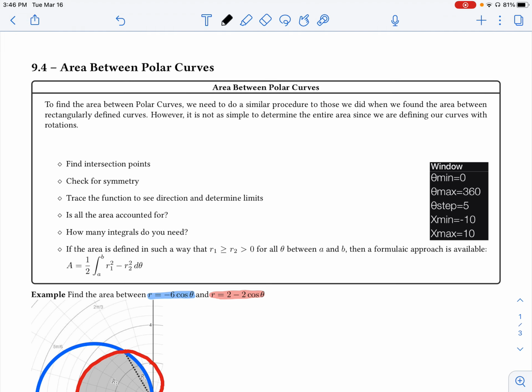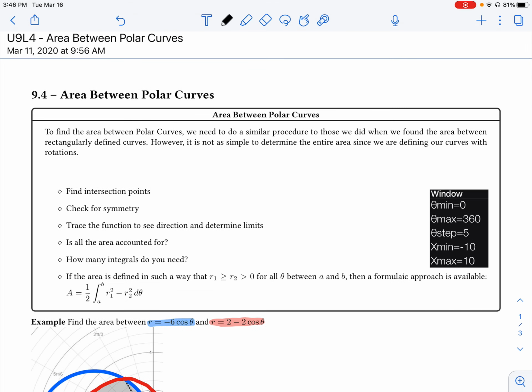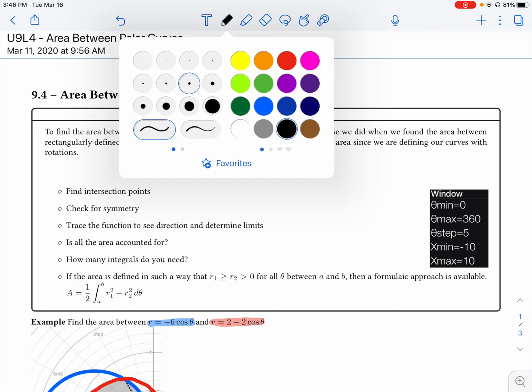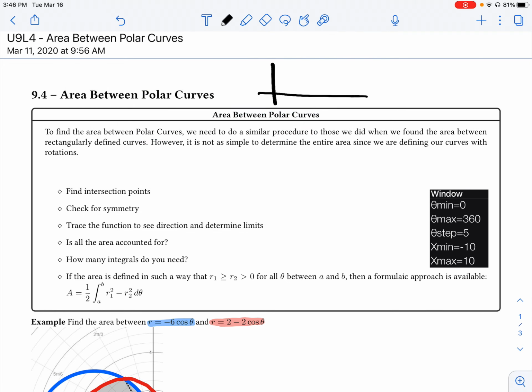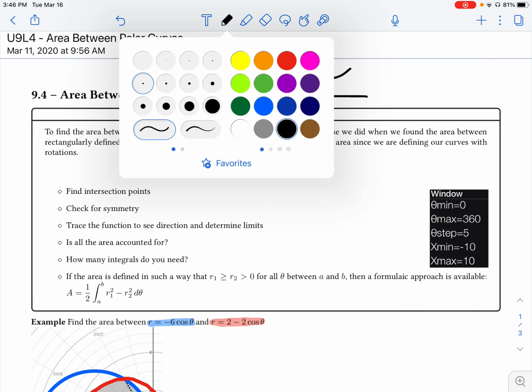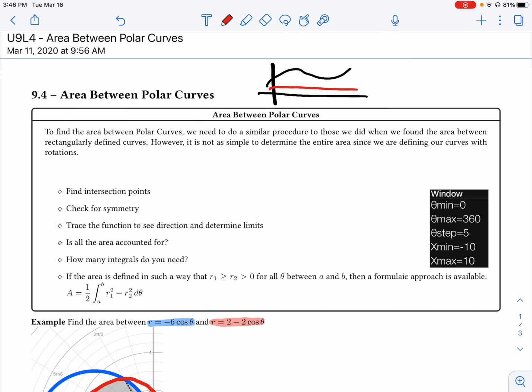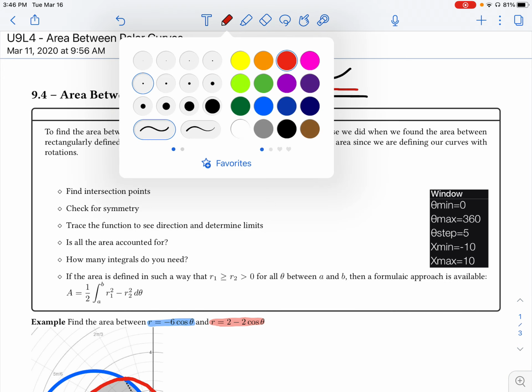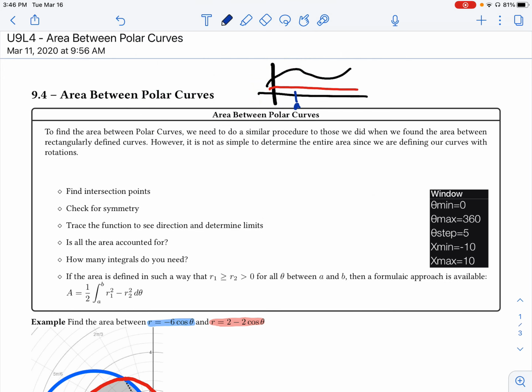Now, to go back and think about this for a second, when we were doing this with rectangular functions, suppose we had a function that looked like this, and then our other function looked something like this, for example, and we were integrating this over an interval, a to b, something like this.